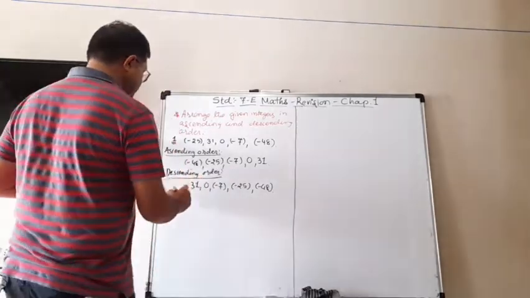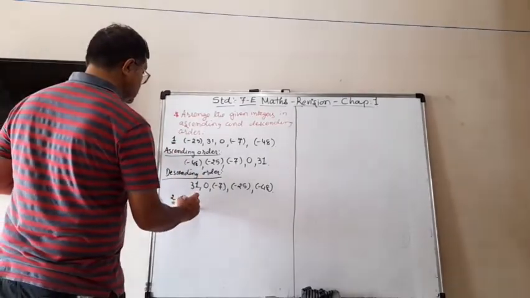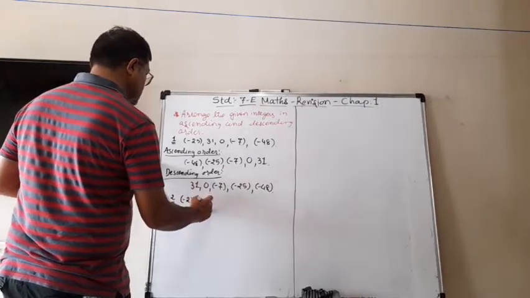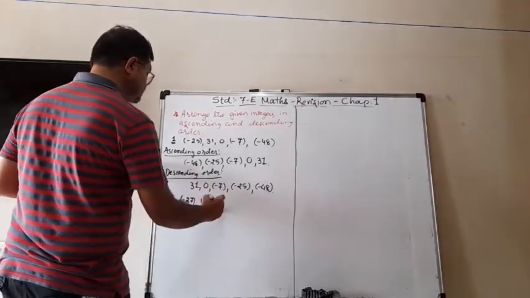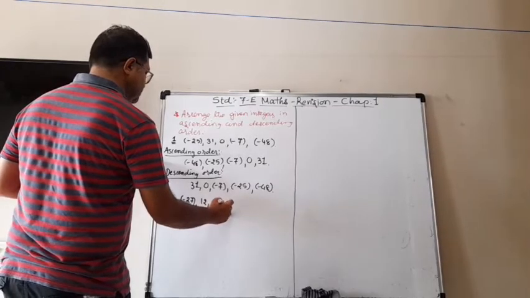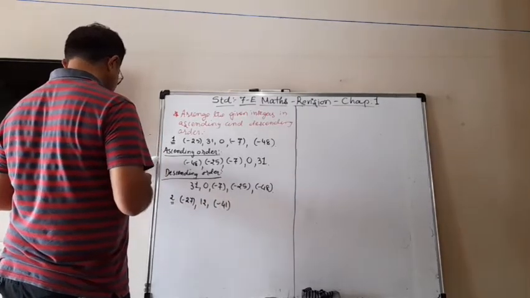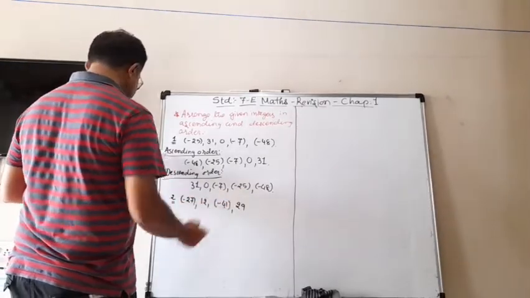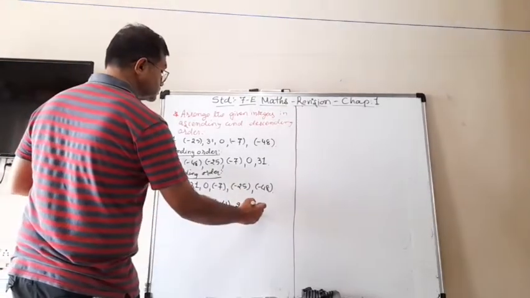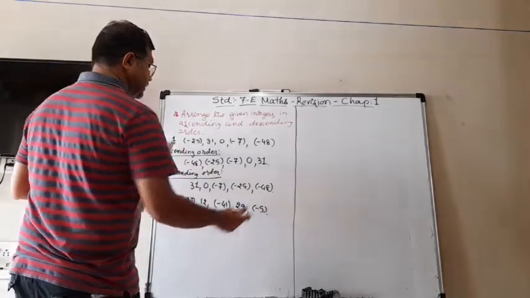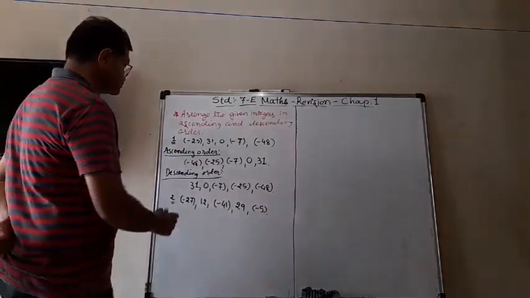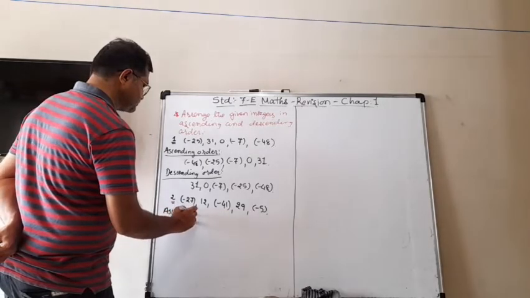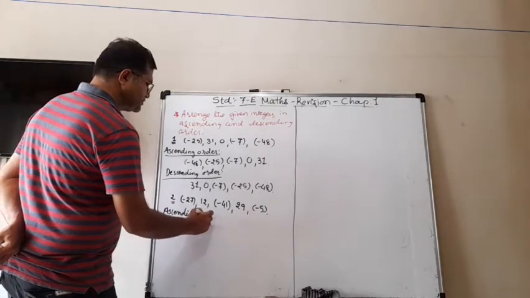Take the second set of numbers. It is minus 27, 12, minus 41, 29 and minus 5. So now first we will arrange them in ascending order.